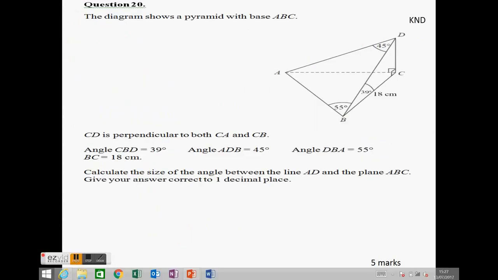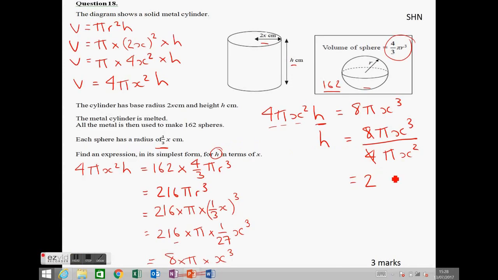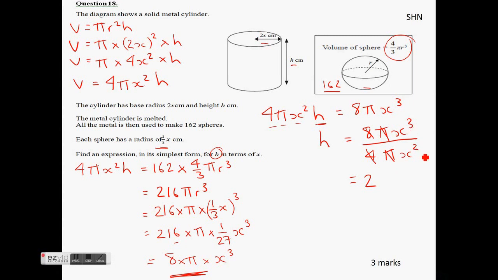Pi, so let's just get that back. So pi over here, divided by pi disappears because anything divided by itself is 1. And then we've got x cubed divided by x squared. Well, normally we take away our powers, so 3 take away 2, and that will just leave me with 1. So you have 2x to the power of 1, but normally we just say x, and that was equal to, as you can see, h. So we have a look, and it says find an expression in its simplest form for h in terms of x. Well, we've done it. So h is equal to 2x, and there's our answer.